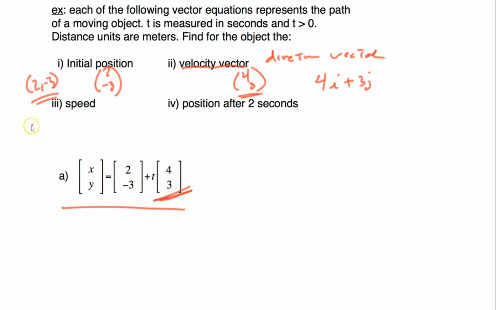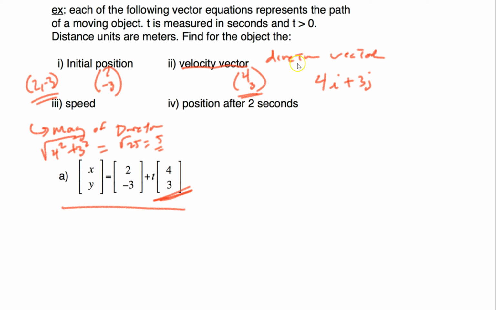Speed, now that's very important. That is the magnitude of the direction vector. So all you can do, as I said before, all we ever care about is the direction vector, is to take the magnitude of that thing. So 4 squared plus 3 squared, using the magnitude formula, I get radical 25, which is 5. So this is going 5. That's how fast it's going.